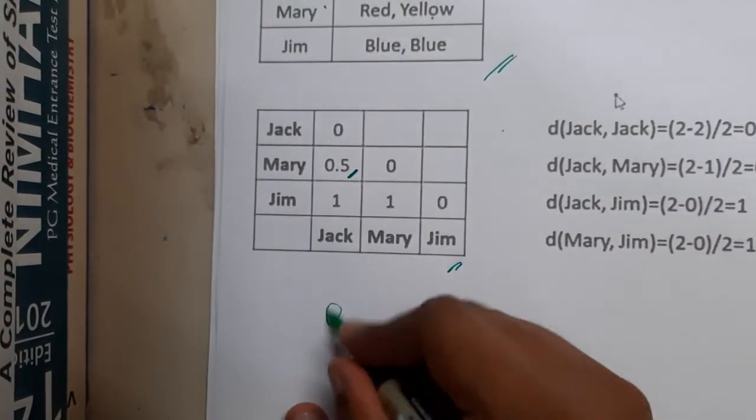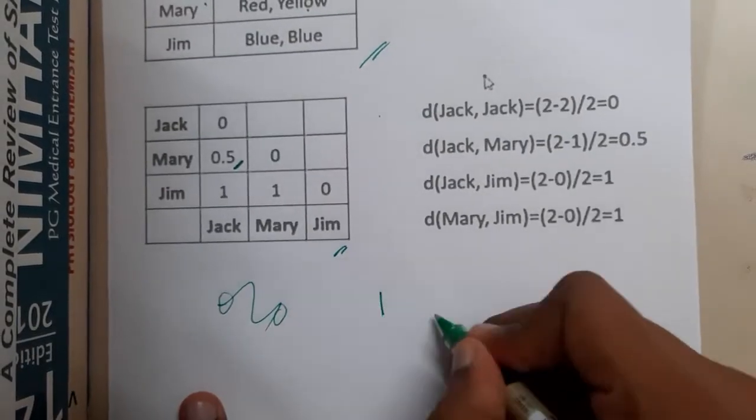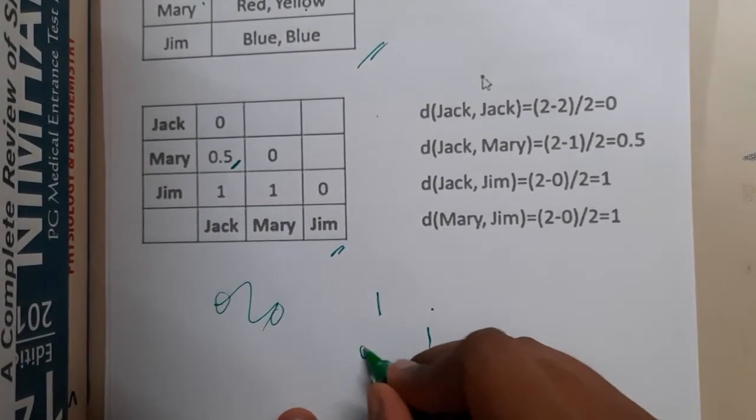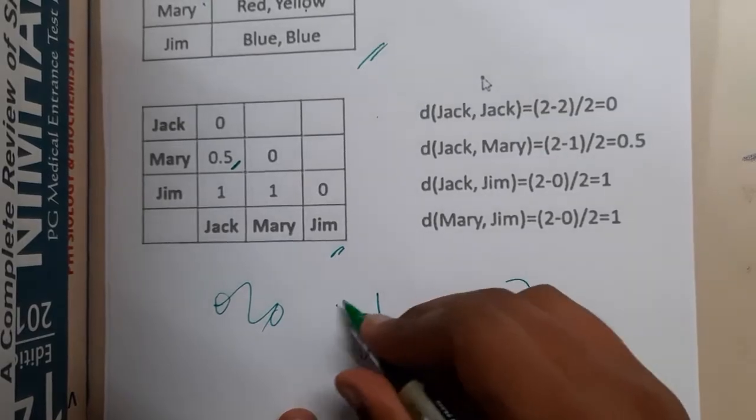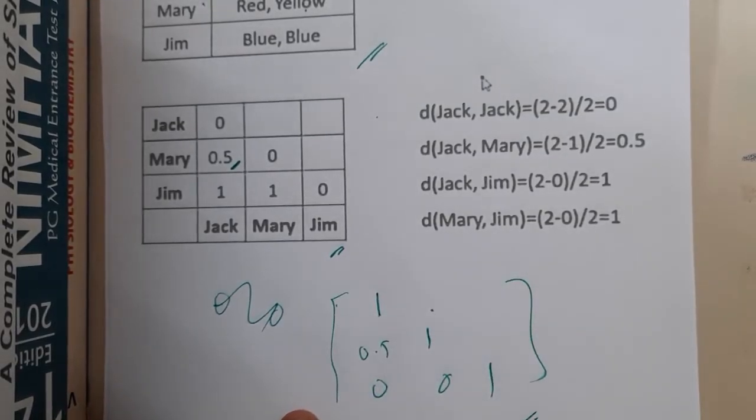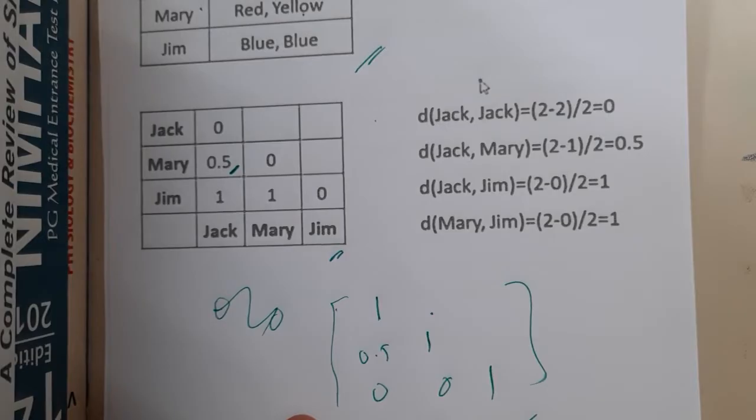Similarly, the dissimilarity matrix will look like this. The similarity matrix will look like this: 1, 1, 1, 0.5, 0, 0. This is the similarity matrix. Got it? I hope everyone got some basic idea.